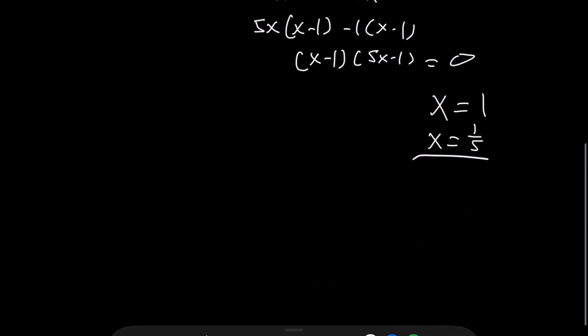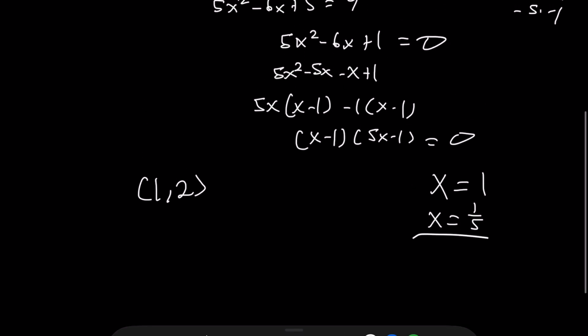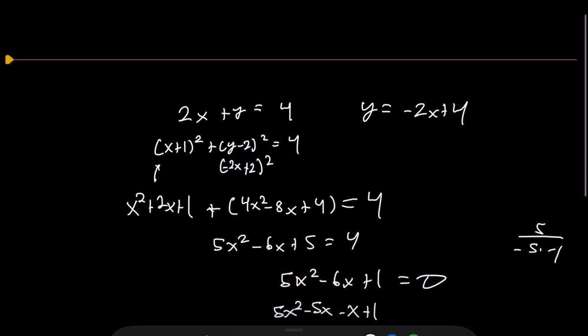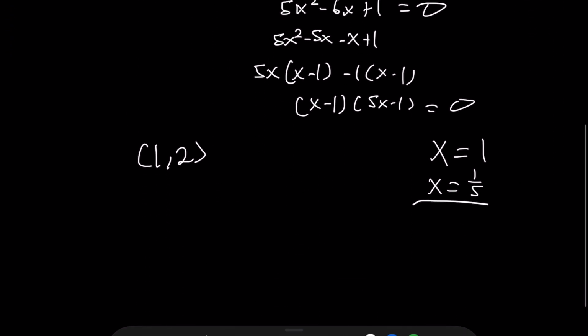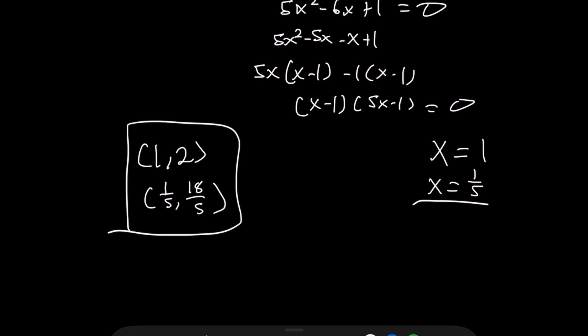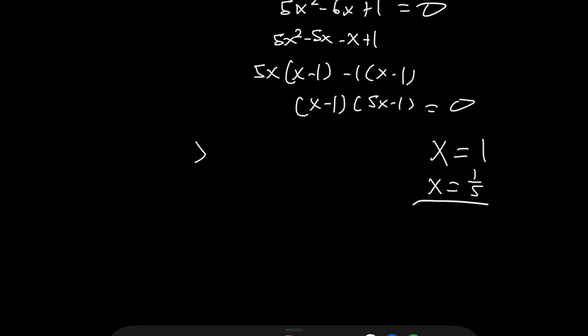So plugging in 1 gives us 2. So 1 comma 2, that's one of the answers. Plugging in 1/5, let's see what that does. Gives us 18/5. These are two answers.